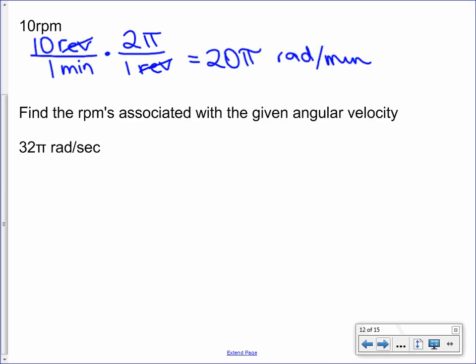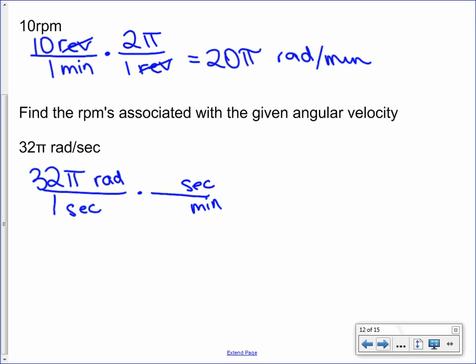Now down here, I want to go from radians per second to RPMs. We're going to go the other way. So if we have 32 pi radians per second, I want to go to revolutions per minute. Which conversion would you like to do first? Seconds. All right. Seconds are going to need to go upstairs, minutes downstairs. How many seconds are in 1 minute? 60. All right. So now our seconds cancel.